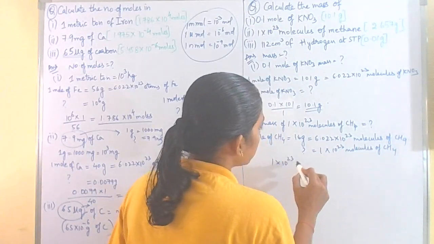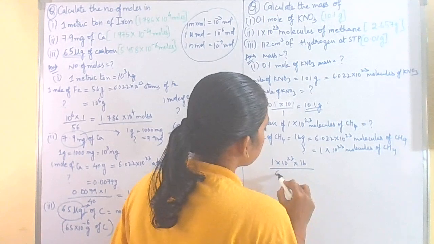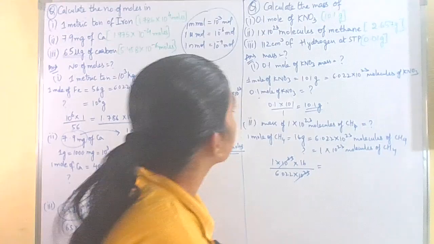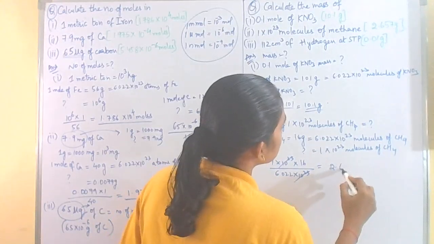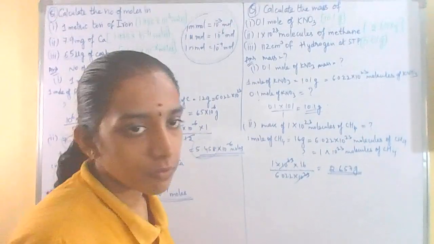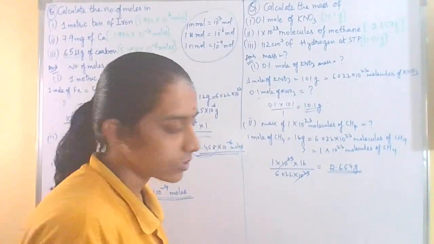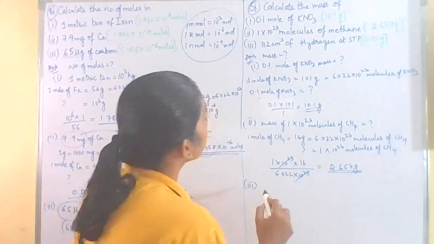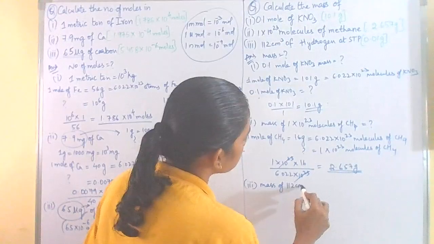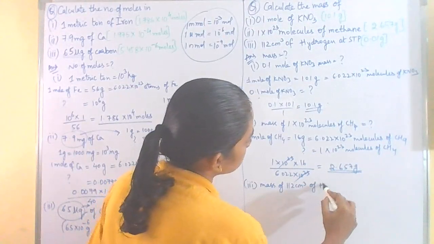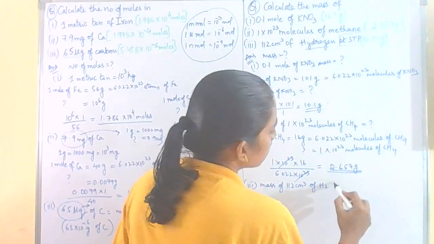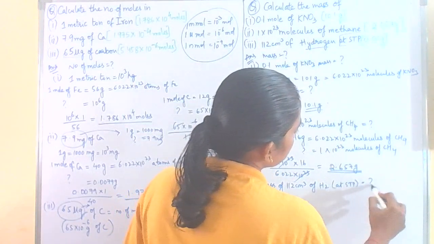1 into 10 to the power 23 into 16 by 6.022 into 10 to the power 23. Your answer will be some 2.657 grams. So, mass of 10 to the power 23 molecules of methane is equal to 2.657 grams. We will see the third question. You have to calculate the mass of 112 centimeter cube of hydrogen H2 at STP they have given. So, here hydrogen is a gas H2 at STP is equal to how much?